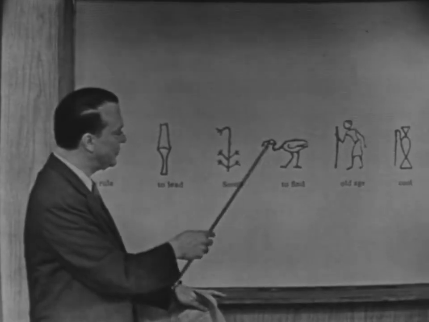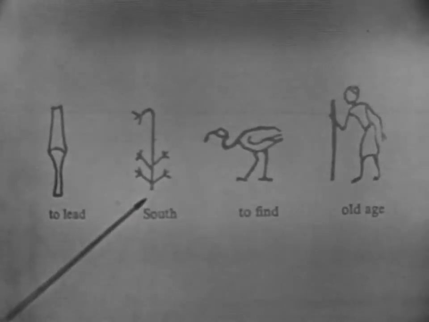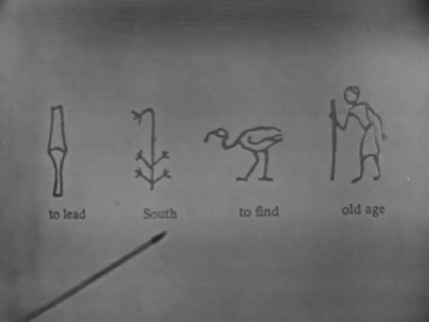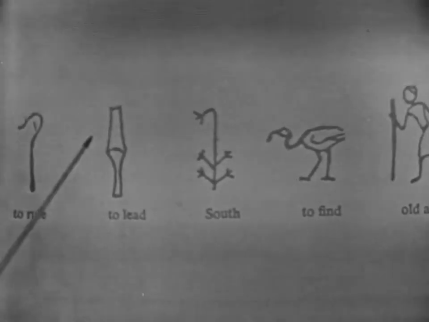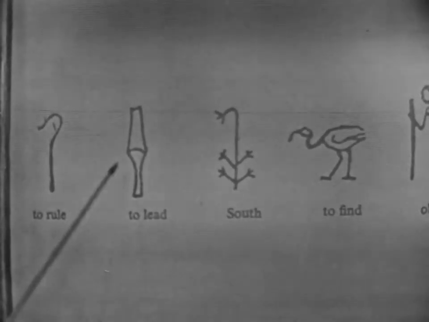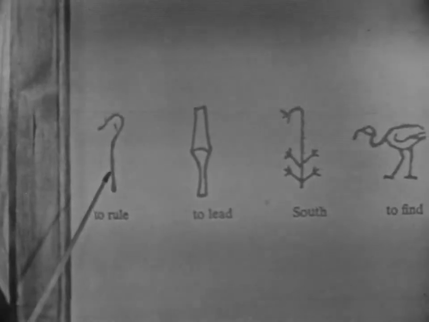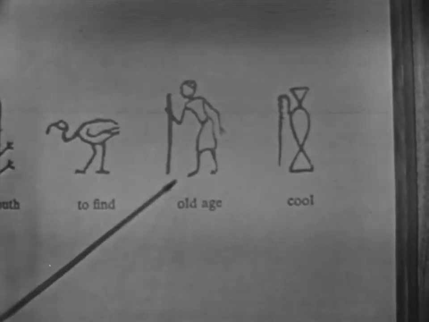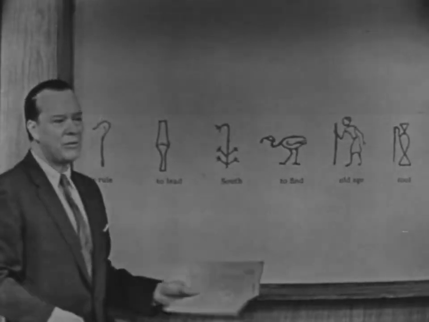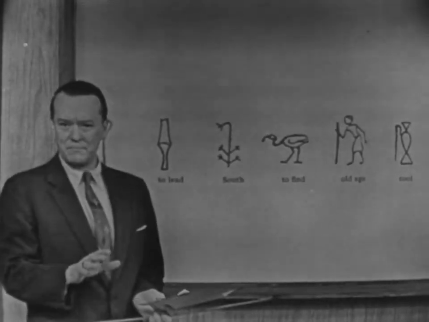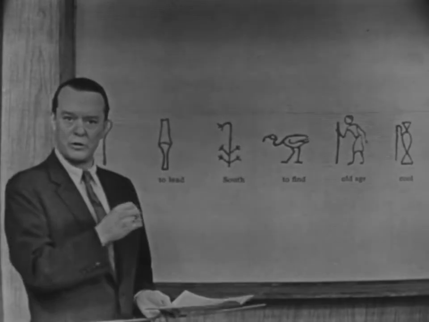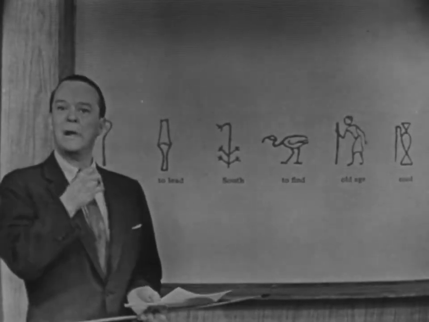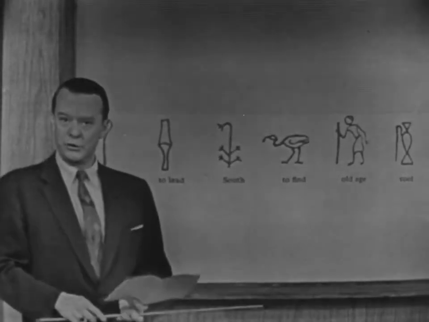To find, here's a bird getting a worm. South, the plant turned this way. To lead, the symbol of this was a ruler's symbol, and this one, to rule, a scepter. And then cool, actually water running out of a vase, old age. But don't think that the Egyptian writing system was simply a matter of pictures, and when you saw them, you just simply reacted to them and said old age or to find.